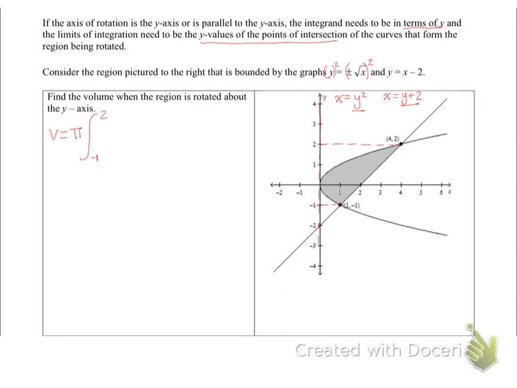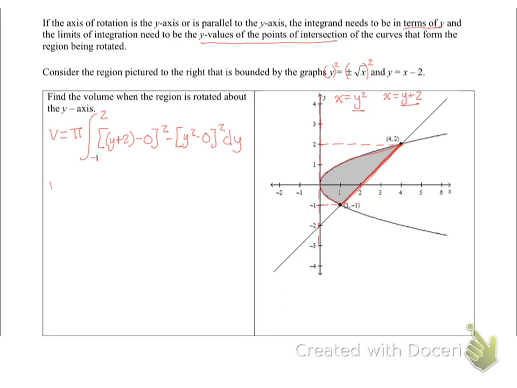Okay, and then the same rules apply. It has to be the outer function minus the inner function. The outer one is the farthest one away from the axis, so it's going to be this function here, which is y plus 2. So it's going to be y plus 2, all squared, minus the inner function, which is y squared, minus 0 squared. And this is going to be in terms of y.